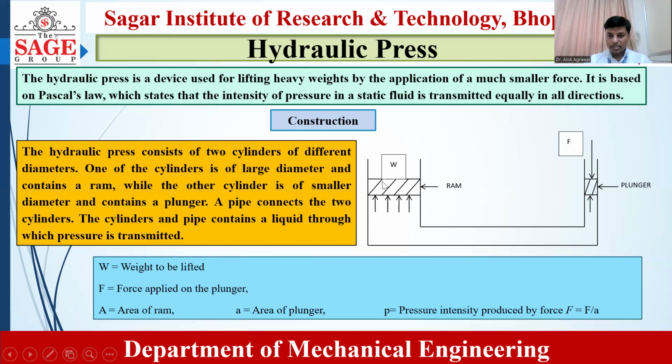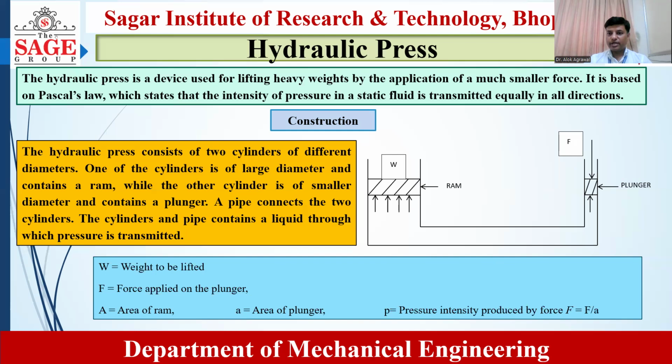Now we can consider that the diameter of the ram is capital D, so the area is capital A, that is the area of the ram. The plunger diameter is small d, so we can take small a as the area. Now when we apply force F on this plunger, we know that pressure is force per unit area.